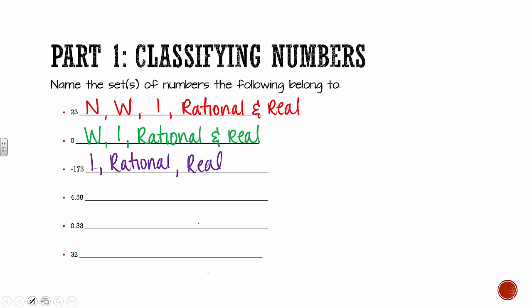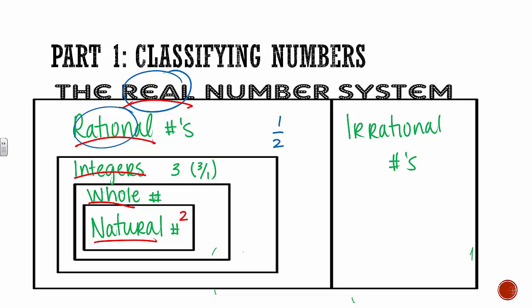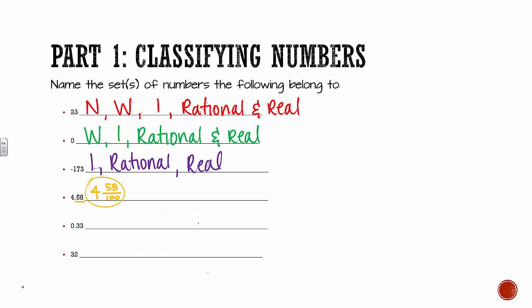Now if we take a look at 4.58, if we think about what that number means, that means we have 4 and 58/100ths. That's what this decimal part here means. We could obviously reduce that, but because this is a fraction, if we go back to our numbers, that means it's not a natural number, can't be a whole number, and it's not an integer, but it is rational because it can be written as a fraction, which means it's also real. By the way, all of your answers for these should have real numbers because those are the only numbers we're talking about.